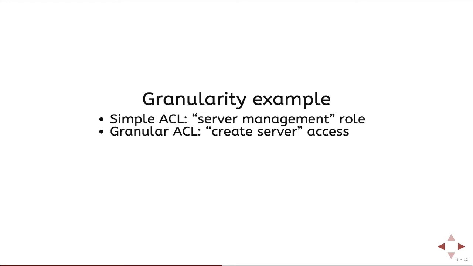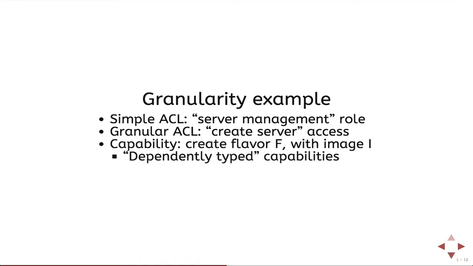But think about what you could do with a capability. You could say, I want a capability that lets you create servers of flavor F. That's a fancy way of saying servers with this much memory, this many cores, yada yada yada, and with the base image I. Right, so you sort of get dependent typing. Same way that you have dependent typing in programming languages, you can get dependent typing for your access control. And I mean, this is extremely simple to do with capability, and perhaps more importantly, it's pretty much exactly as simple as it is to not do it. Whereas with an ACL, generally this is not possible.